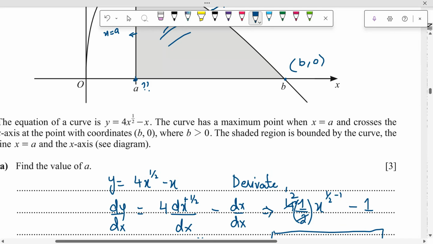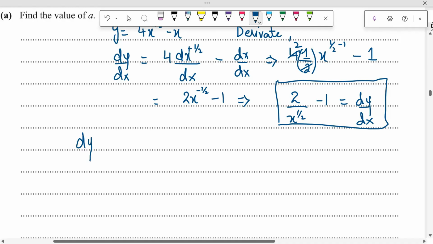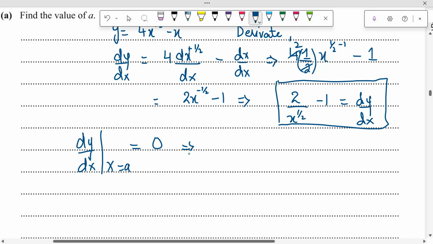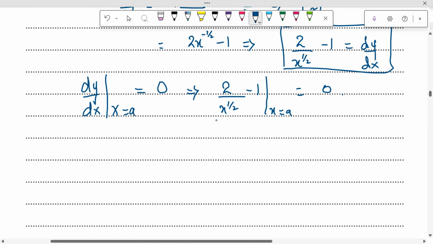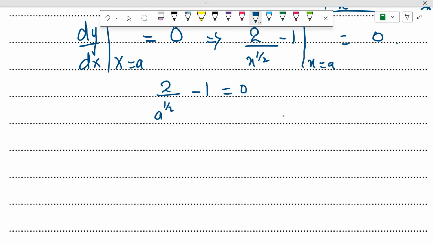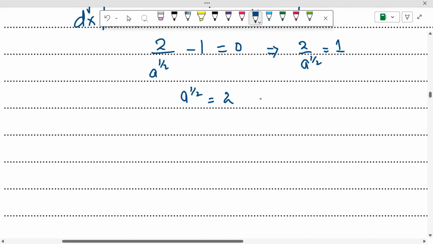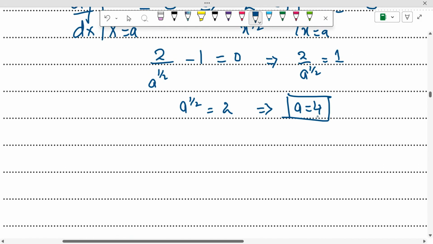It is given that when x is a, the derivative of the curve is 0. So we can say that 2 over x to the power of half minus 1, when x is equal to a, is equal to 0. Plugging in x equals a, we have 2 over a to the power of half minus 1 equal to 0. So 2 over a to the power of half equals 1, and a to the power of half equals 2. Square both sides and we have a equals 4. So the maxima is achieved when x is equal to 4.